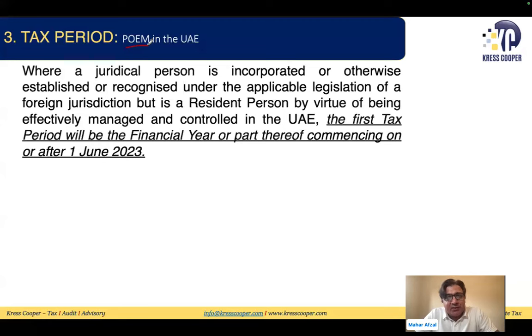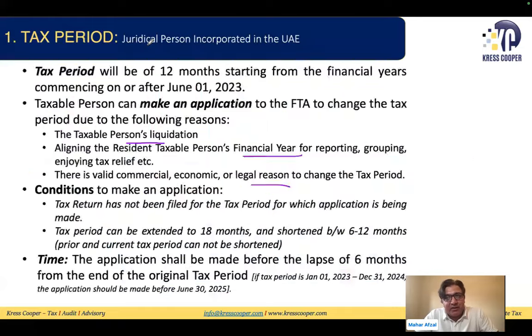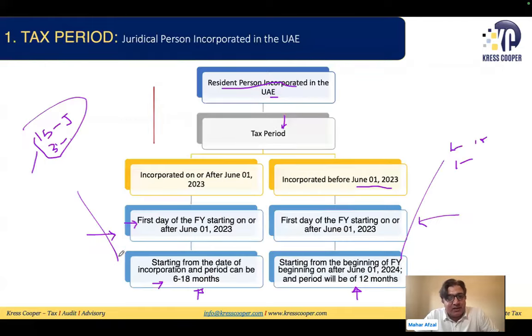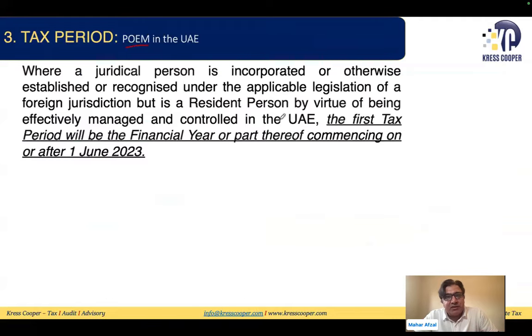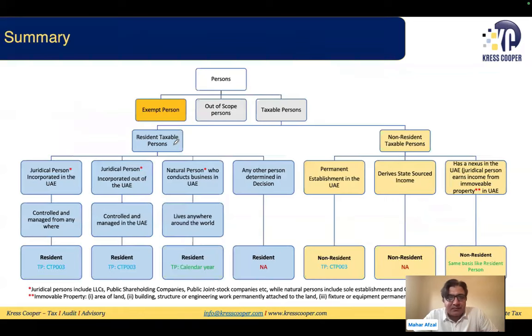If this is a previous company, then once the previous period ends, a new period will start, on 1st of June. The treatment is the same, there's no difference as such. As I mentioned in this slide, you can look into this. Whether the company was set up earlier or later, the treatment is the same: the first day of the financial year starting on or after 1st of June 2023. They are asking the same thing here as well. The first tax period will be the financial year or part thereof commencing on or after 1st of June 2023. There is no change as such.